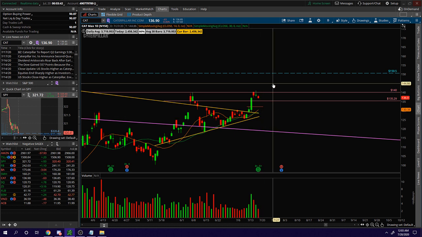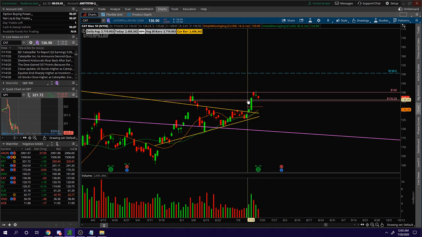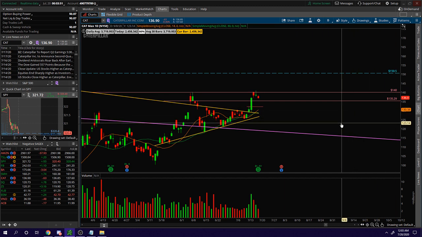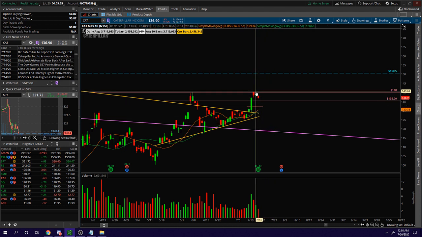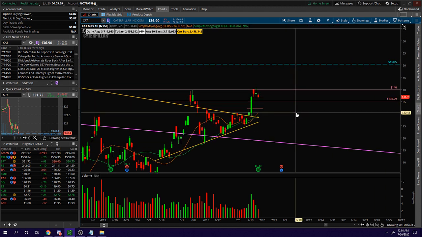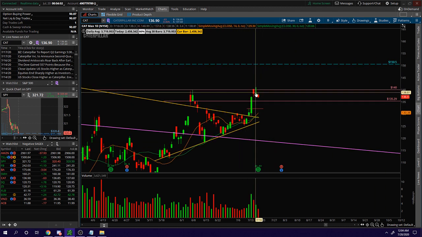A put allows you to control 100 shares and sell them at your strike price, regardless of if your stock is trading below that price, if that makes sense. It's the exact opposite of a call.